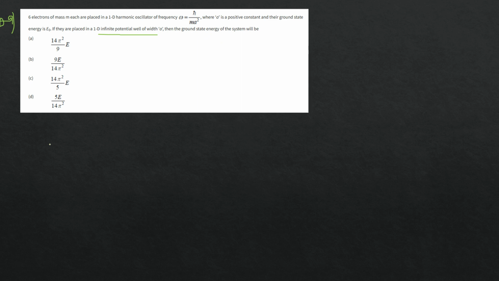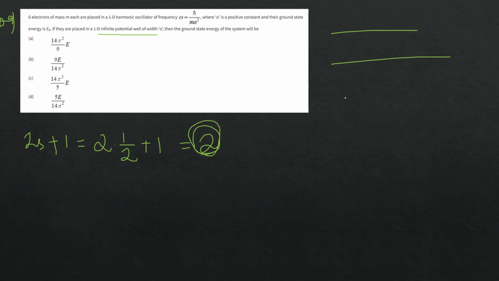6 electrons means these are what, the fermions, right? Electrons are fermions. That means in one state how many electrons will be there? 2s plus 1, right? What is the spin of electron? Half. So 2 into half plus 1, that is 1 plus 1, is how much? 2. So 2s plus 1 is 2 into half plus 1, that is 2. So if I do first for 6 electrons, how many states would be required? See, this is 6 electrons. See, this is 1 pair here, 2 and 2. So 3 states are required for 6 electrons, right?